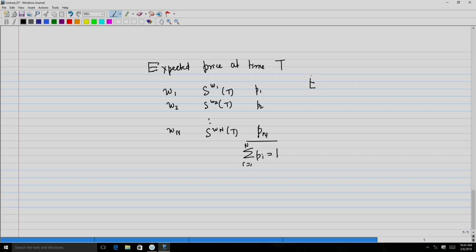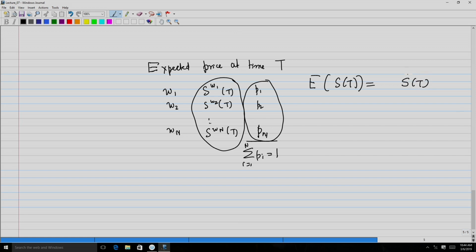Then the expected price E of S t will be obtained by using the usual definition of expectation, where we take the random variables and the corresponding probabilities. So, remember that the expectation of a random variable is going to be the sum of the values that the random variable can take multiplied by the probability of that value occurring. So, accordingly, what is the random variable? My random variable is S of t with superscript omega i, multiplied by the corresponding probability p i, and summing this over i equal to 1 to n.